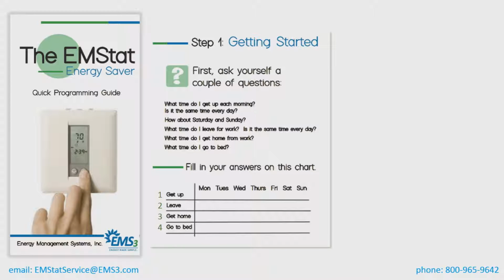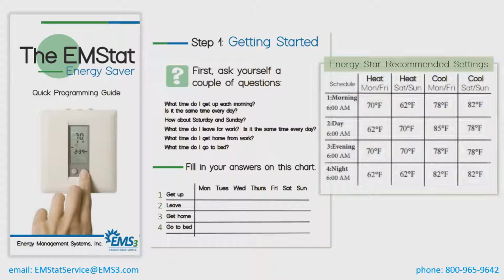We also have a quick programming guide PDF that is available to download from our website. It suggests starting with a chart to write down your daily schedule, then working from that chart to program your EMStat schedule online. For each block of the chart, you need to choose a time and temperature range. This will make more sense later in the video when we compare the chart to the EMStat program. The quick programming guide also gives you the Energy Star recommended settings.